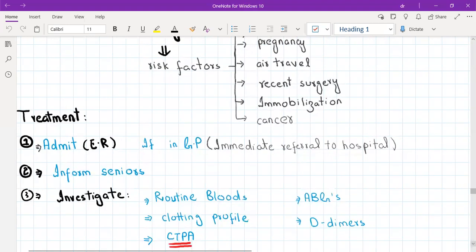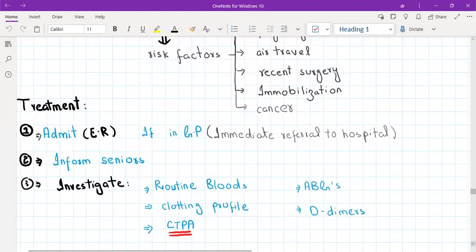So whenever you are starting a station, please always ensure the setting of the station, whether it is in GP or it is in the ER or it is in some kind of specialist ward. So in the ER, we will admit this patient, we will inform our seniors, and then we will do some investigations that will include routine blood tests, clotting profile, ABGs, D-dimers, and CTPA.